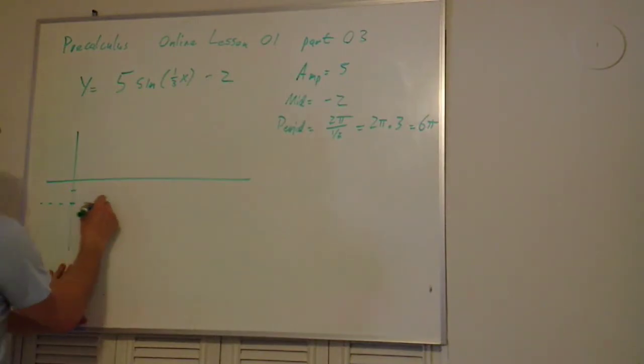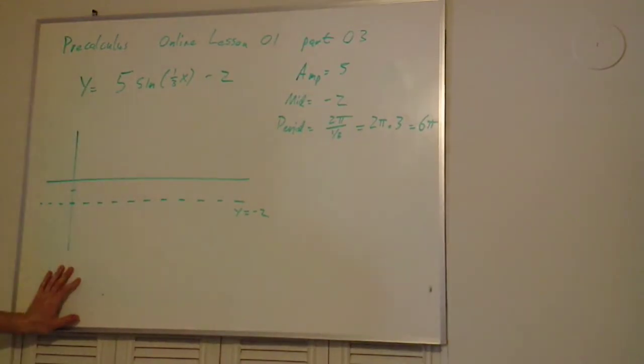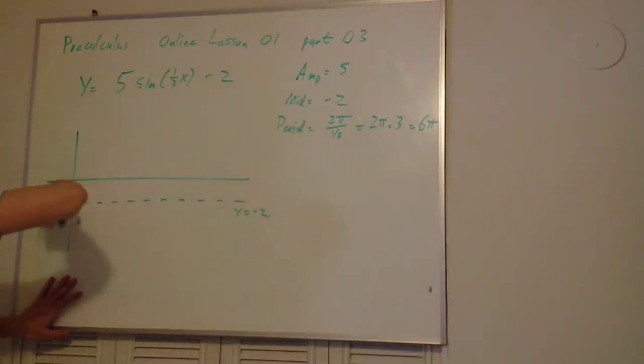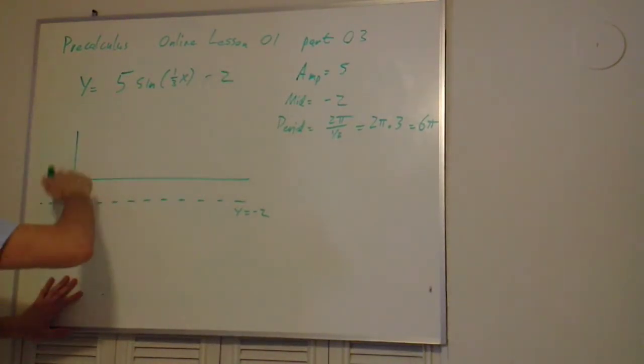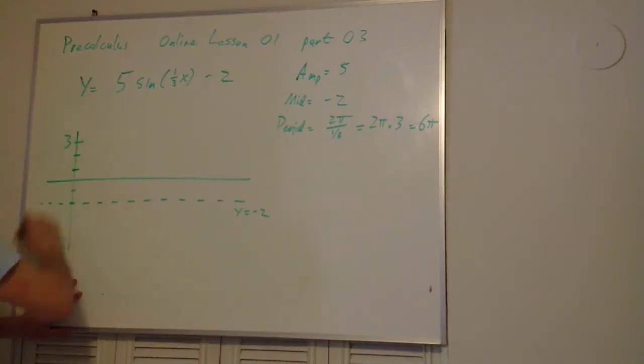Start with the midline. Should always start with the midline. Y equals -2 is our midline. And then you think about how high above the midline is it going to go and how far below the midline is it going to go. The amplitude will tell us that. At its peak, it's going to be 5 units above the midline. So from -2, that'll take us all the way up to 3.